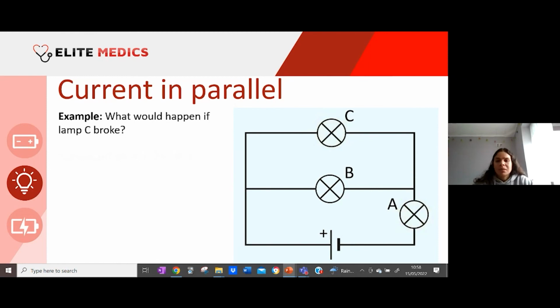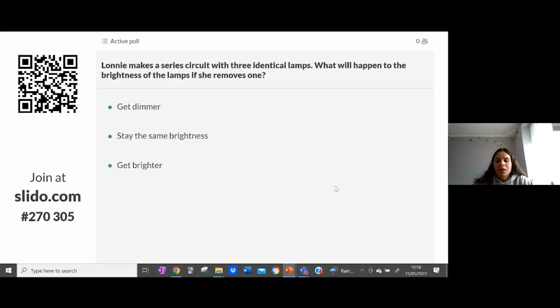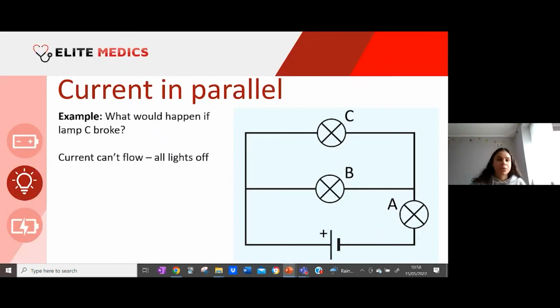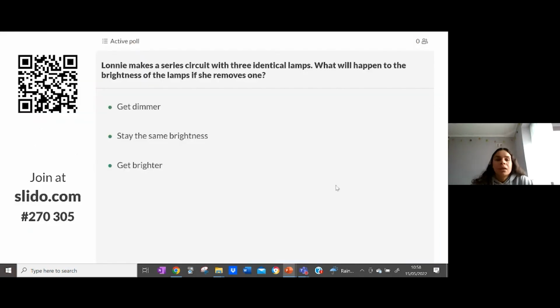And what if lamp C broke? We've already done that. I think what they meant on this question was, what would happen if lamp A broke? And if this isn't working, we can't get back to our negative side of the cell. So if you can see, if we went this way, nope. And if we went this way, nope. So if lamp A broke, we've broken the entire circuit and none of our components will work.